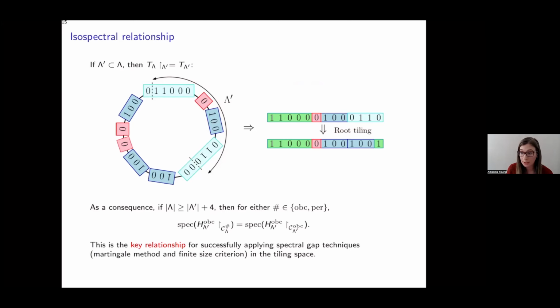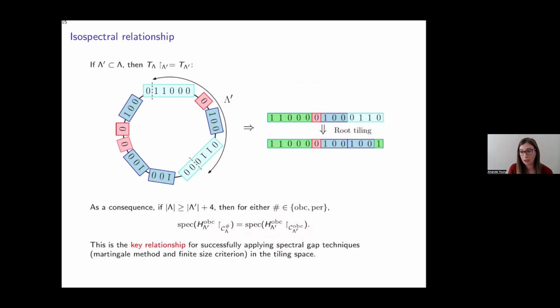So a particular consequence of this is that if we were to look at the Hamiltonian associated with open boundary conditions on the subregion and restrict its action to the tiling space, say, associated with the model with periodic boundary conditions, the spectrum of this Hamiltonian restricted to this tile subspace is equal to the spectrum of the Hamiltonian when you restrict to the tiling subspace with open boundary conditions associated with this interval.